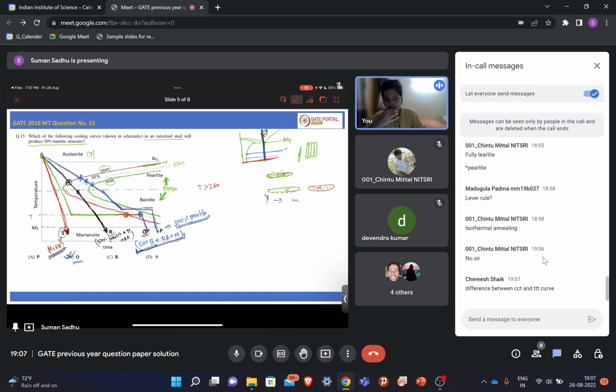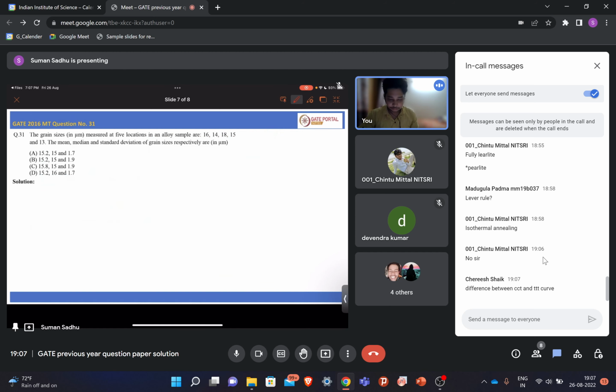Okay. Difference between CCT and TTT. Yes, good question. So CCT means continuous cooling transformation, that is, when you are cooling it continuously. TTT is transformation with temperature and time, right?